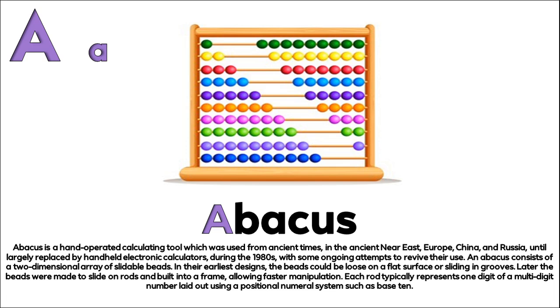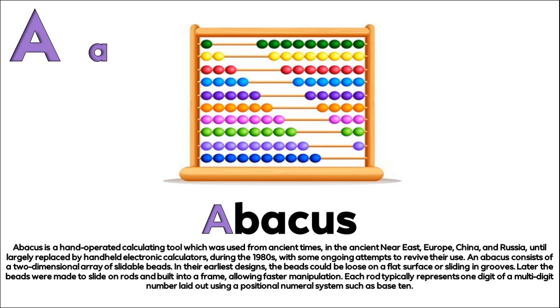A. Abacus. Abacus is a hand-operated calculating tool which was used from ancient times, in the ancient Near East, Europe, China, and Russia, until largely replaced by handheld electronic calculators during the 1980s, with some ongoing attempts to revive their use. An abacus consists of a two-dimensional array of slidable beads.